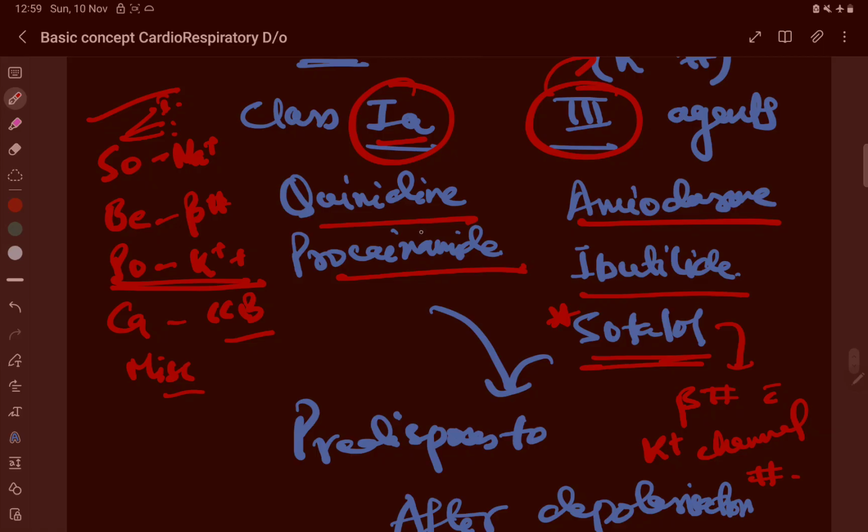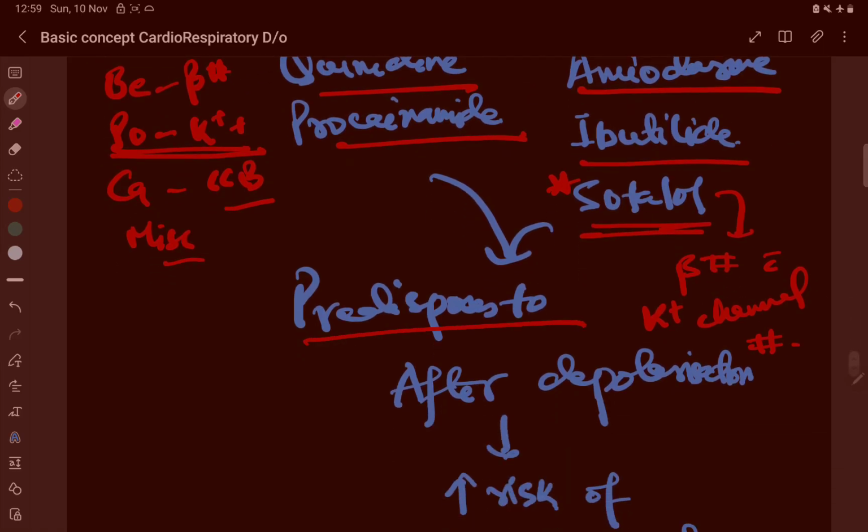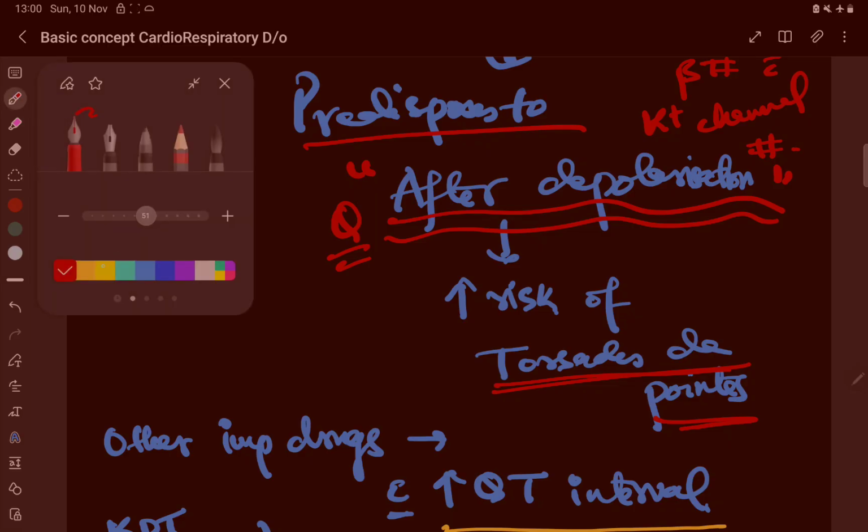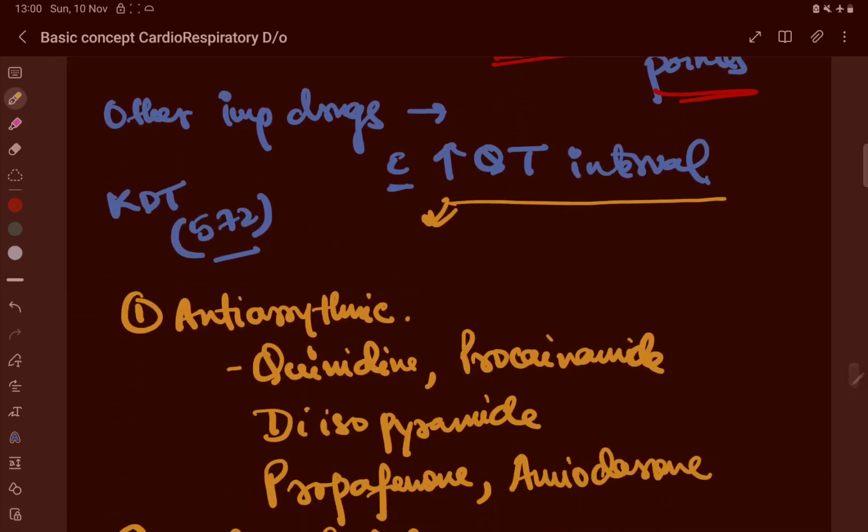Okay. Now all these 5 agents, which are antiarrhythmic drugs, predispose to after depolarization. Again, we go through the physiology. What is meant by after depolarization? Which increases the risk of torsade de pointes. So torsade de pointes, this is a very, very important classical question, right?